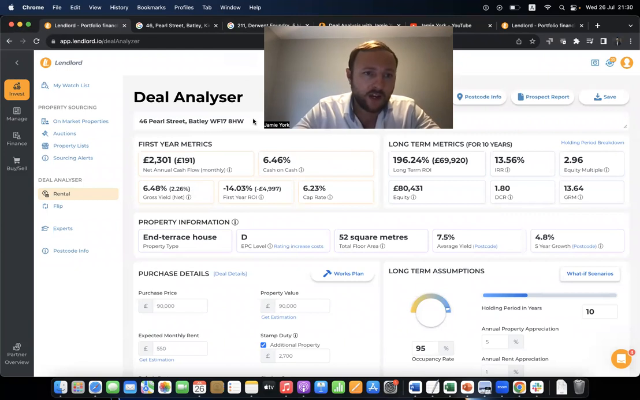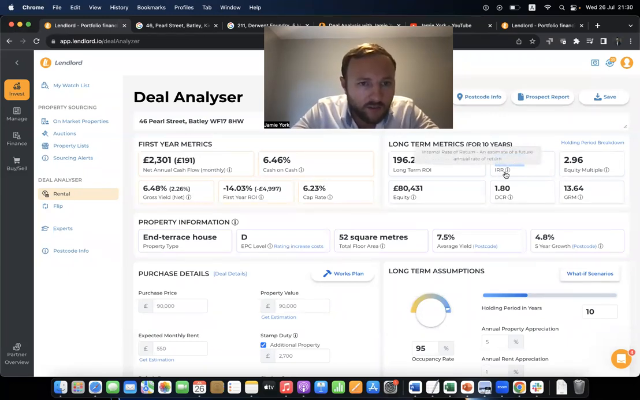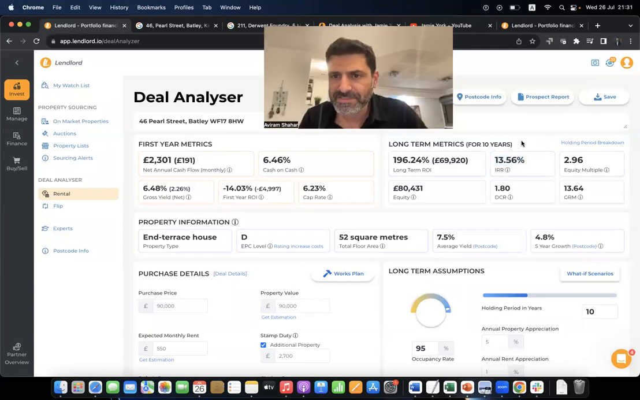It's for the capital growth aspect. When we look on the right-hand side, you can see the long-term metrics based over a 10-year period. There's a lot you can look at there, but the one I really look at is the IRR. The IRR is the internal rate of return. If you hover over the I, it gives an estimation, and it takes into account the property appreciation over the years, the rental increase, basically factoring in everything for the long term.